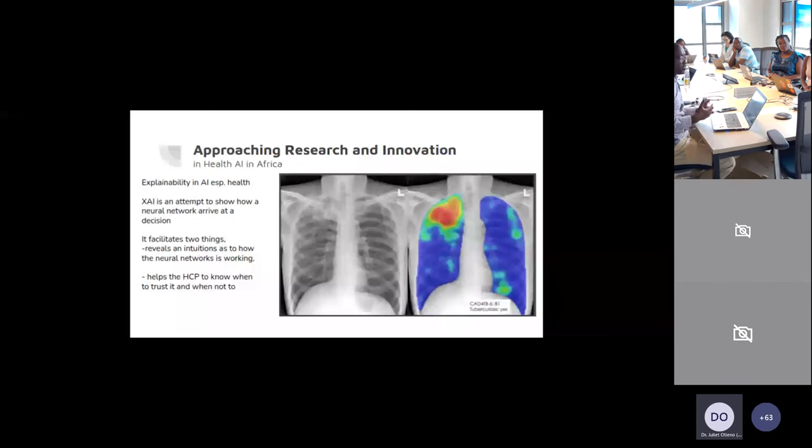it lays a better platform for the healthcare professional to use the neural network when he knows what the neural network is predicting, and he knows where it can be wrong and where it gets it right most of the time. And this would facilitate two things. One, it reveals an intuition as to how the neural network is working to the healthcare professional, even though they don't really know how it arrived at those decisions. And two, it helps the healthcare professional to know when to trust it and when not to trust it, all right? And it creates a better environment for research and innovation in health AI to go on.